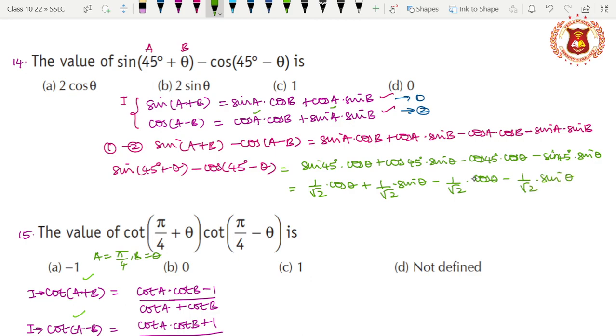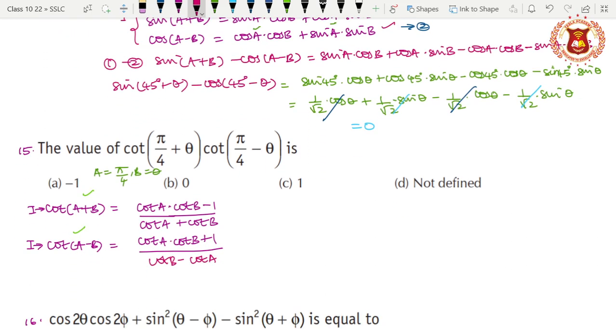Now as you can see here, 1 by root 2 cos theta minus 1 by root 2 cos theta. Okay. 1 by root 2 sin theta minus 1 by root 2 sin theta. What is left here? 0. Therefore option D. Okay.